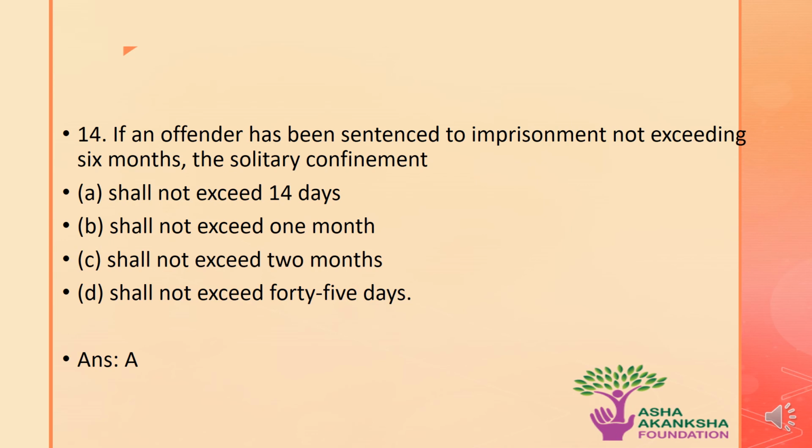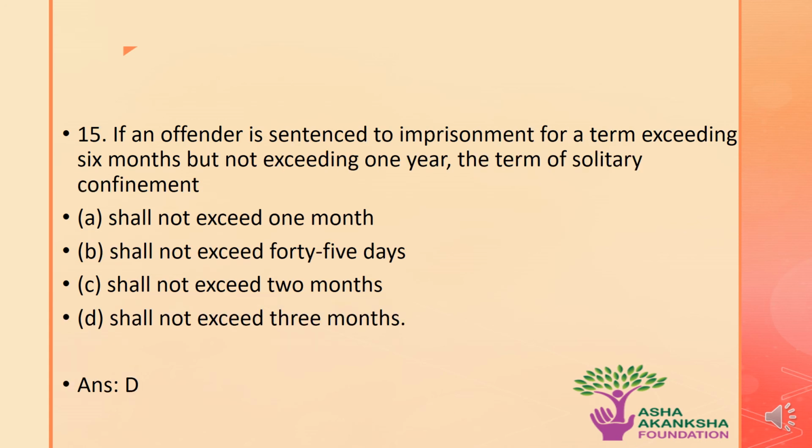The next question is, if an offender has been sentenced to imprisonment not exceeding 6 months, the solitary confinement shall not exceed what period of time? The options are A, the solitary confinement shall not exceed 14 days, B, the solitary confinement shall not exceed 1 month, C, it shall not exceed 2 months, or D, it shall not exceed 45 days. The correct answer to this question is option A, that is, if an offender has been sentenced to imprisonment not exceeding 6 months, the solitary confinement shall not exceed 14 days.